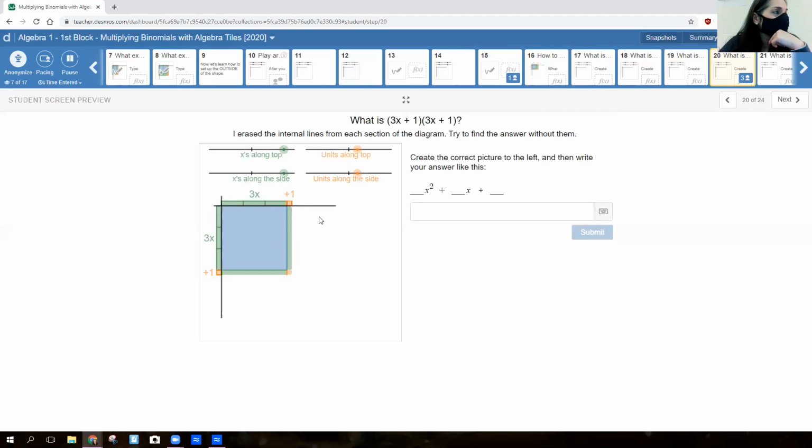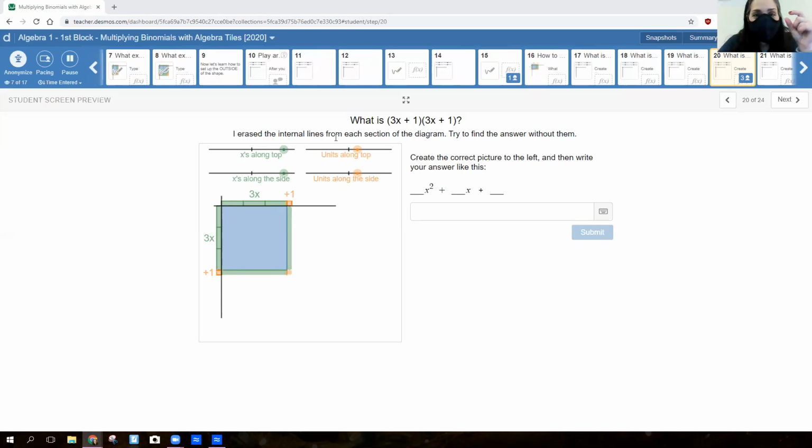So there's 1, 2, 3. How many little x squared should there be in there? And you guys should know this pretty well because we've already had to do this multiplication by hand. Okay, so you can't put 1x squared here because that's too big. That's too big of a blue square for that. So the internal lines were erased from this diagram.